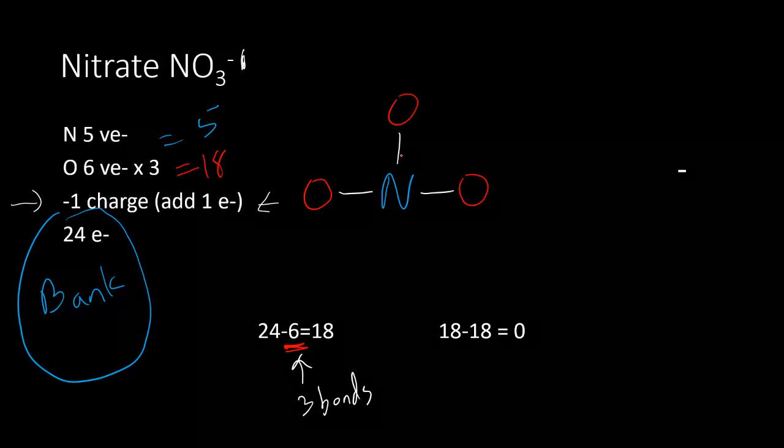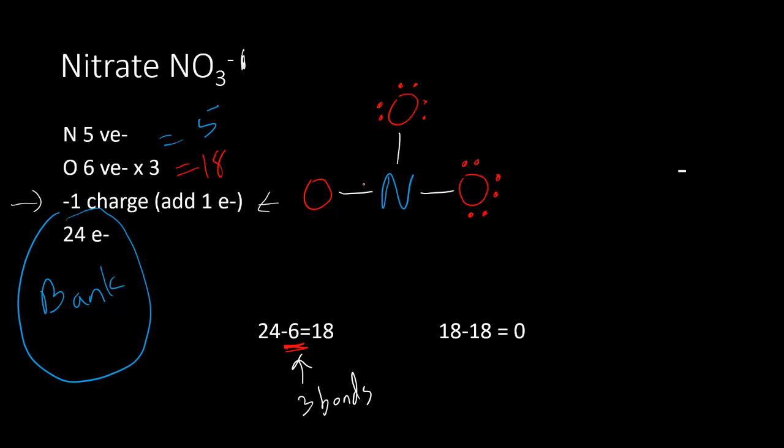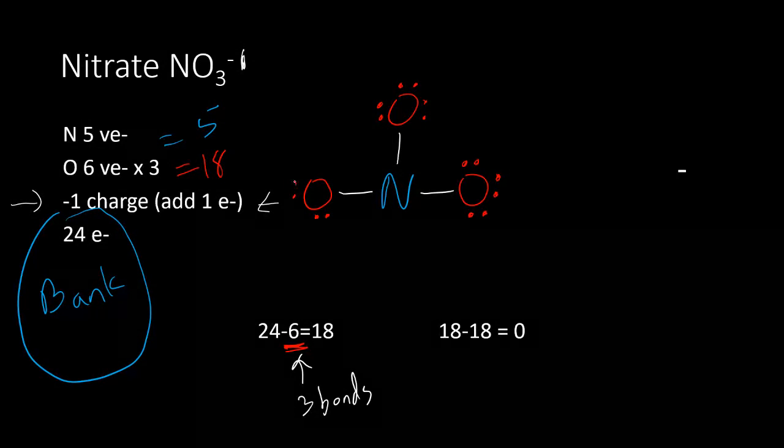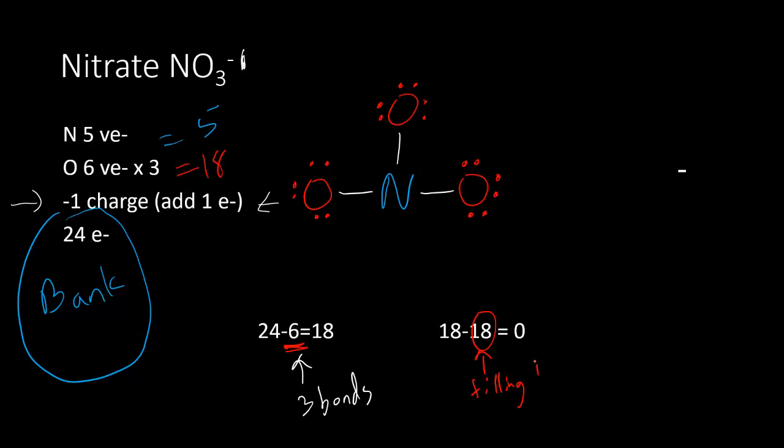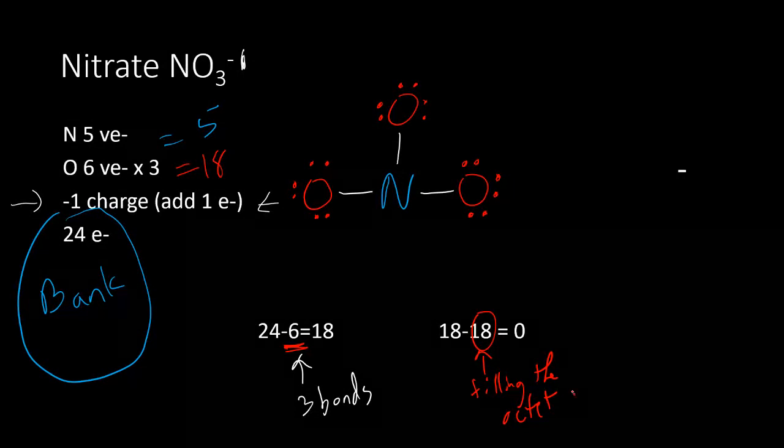Now each oxygen already has 2 electrons from the bond. So when oxygen needs an octet, which is 8, you only need to add 6 more because it's got 2 from the bond. So here the bond is giving it 2. There's 4. There's 6. There's 8. The bond is 2, 4, 6, 8. So we just took away 18 electrons for filling the octet of oxygen.